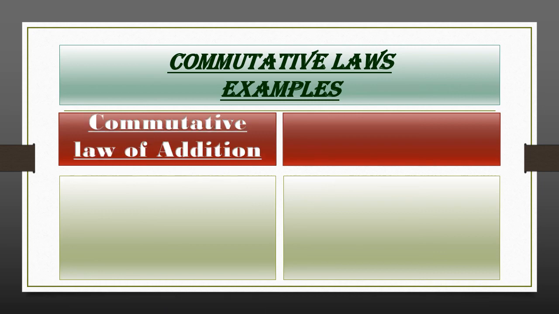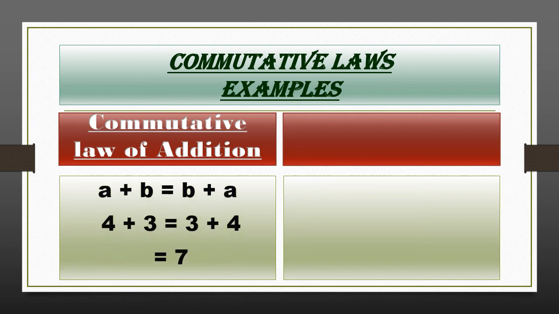In the first example, we discuss the commutative law of addition. Let A and B be any two numbers. Hence, A plus B is equal to B plus A. Now we let A be 4 and B be 3. Now put these numbers in the given property. Then the answer will remain unchanged even if the position of the numbers is changed.